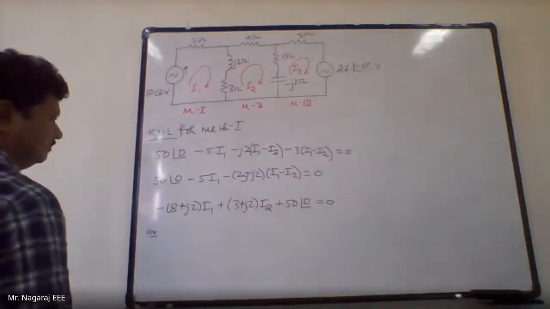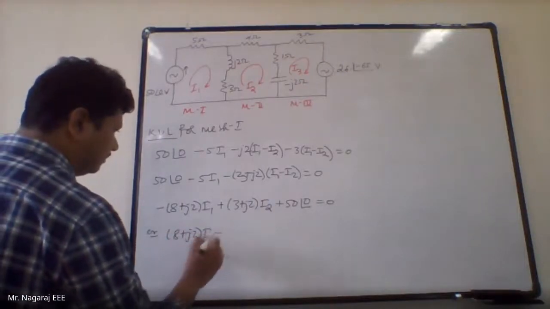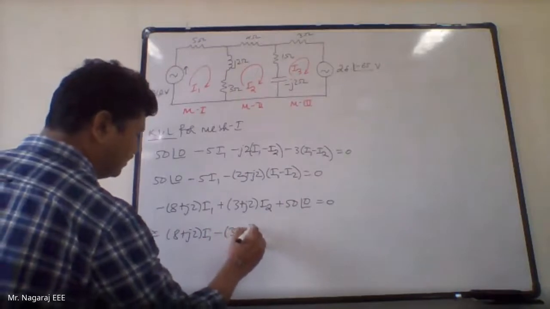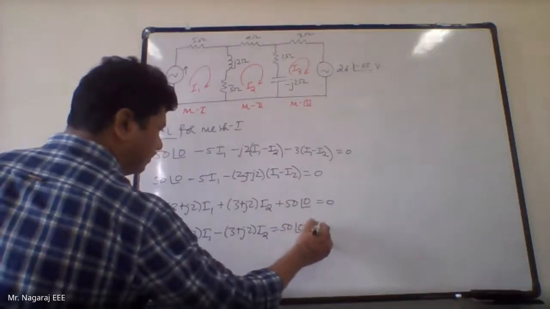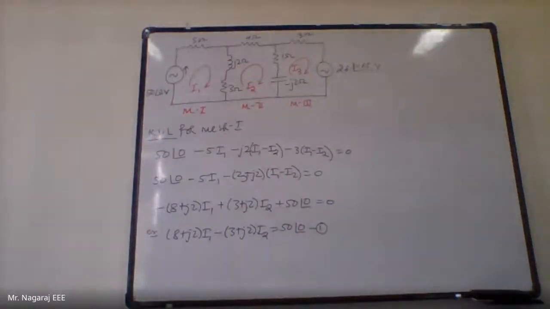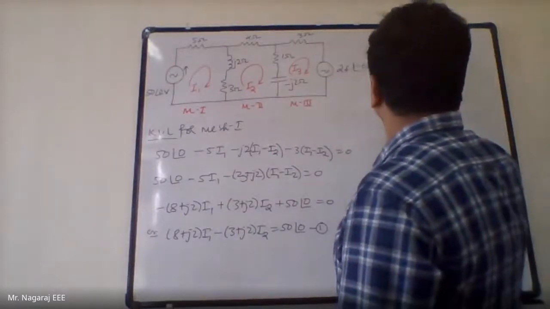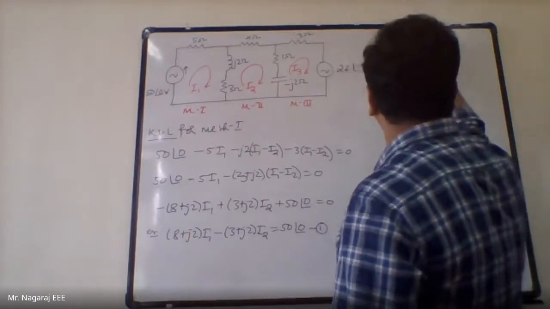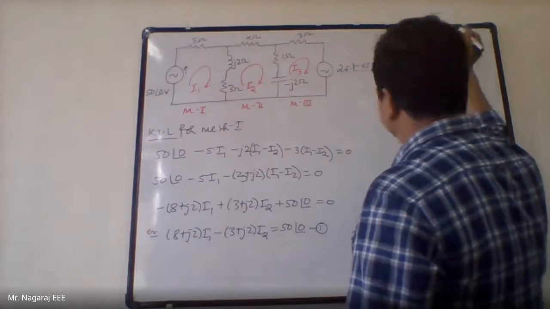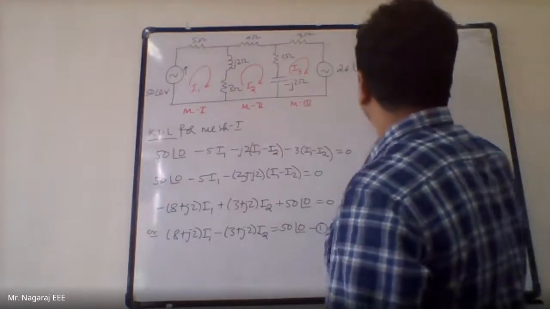Or I can write it as (8 plus J2) I1 minus (3 plus J2) I2 is equal to 50 at an angle 0. Now this is equation 1. Somewhere I will write equation 1 because later I need that. Next, KVL for mesh 2.